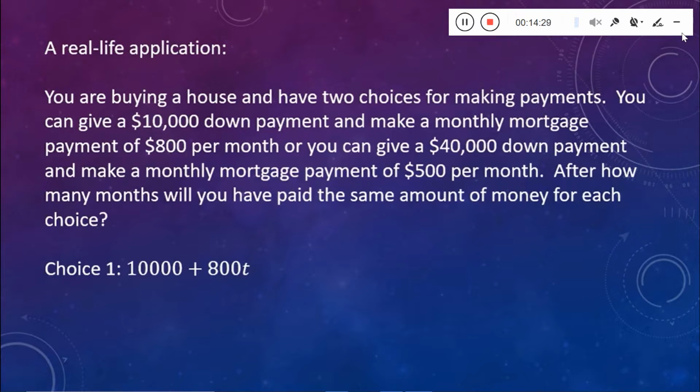So we say that how much we're paying after t months under choice 1 is 10,000 plus 800t. You may be wondering, wait, aren't we using x's? T is the second most common letter that we use to stand for the independent variable. Under choice 2, we make a one-time payment of $40,000, and then every month we pay $500. So what we're paying after t months under choice 2 is the one-time payment of $40,000 plus $500 per month times however many months have passed by. So that's why it's 40,000 plus 500t.